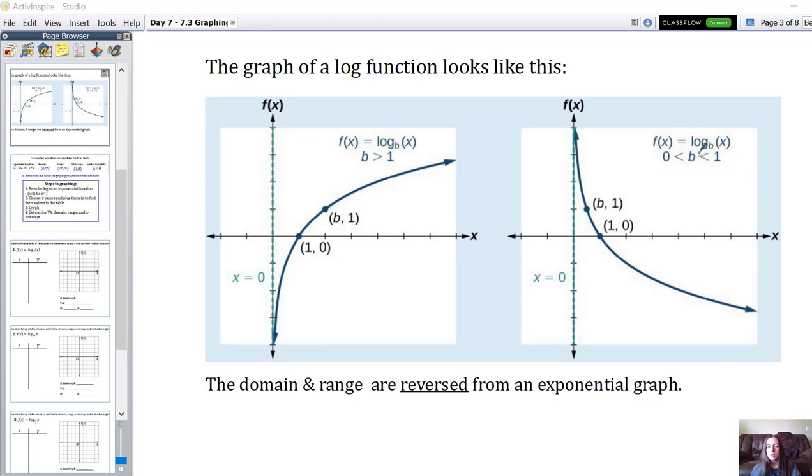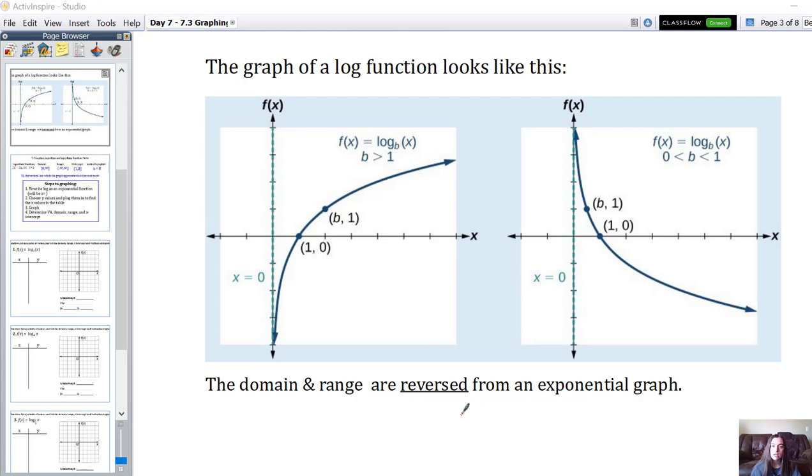In the one on the right, we have a b value that's between 0 and 1. It's just reflected over the x-axis. So now we're really close to the y-axis again, but this time our y values are decreasing as x is getting really big. The domain and range are going to be reversed from an exponential.